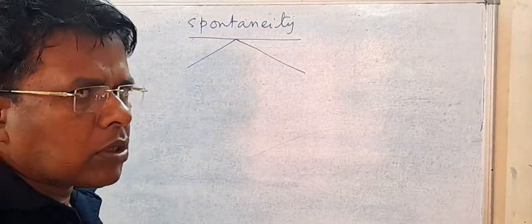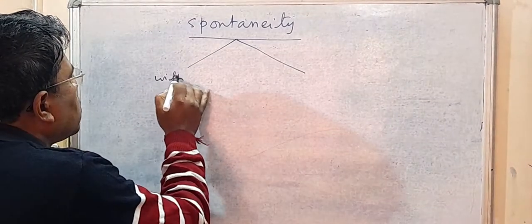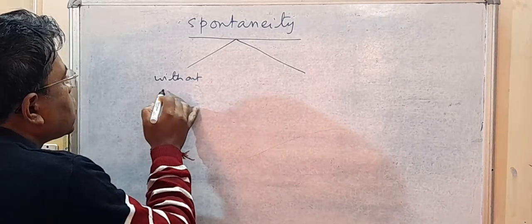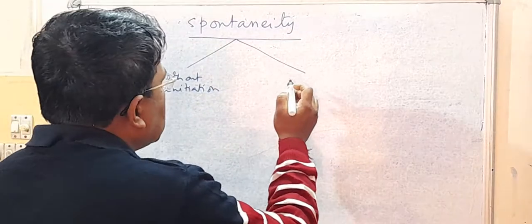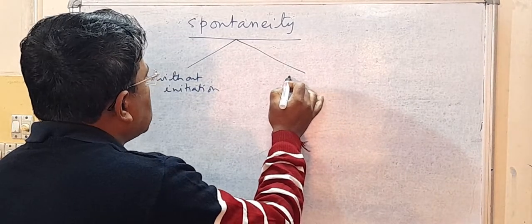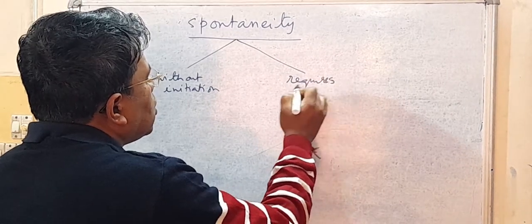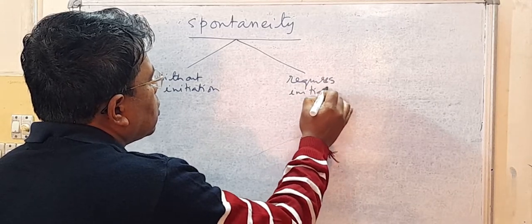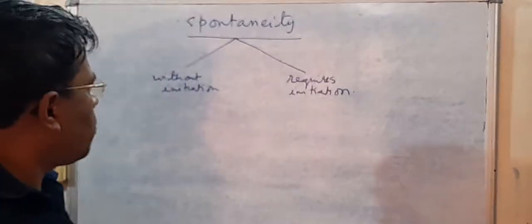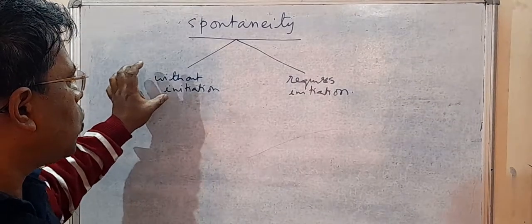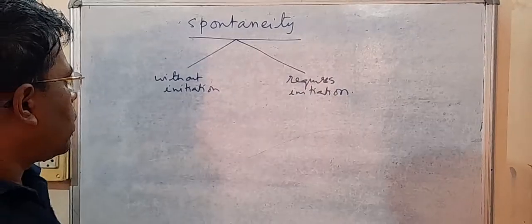Spontaneous processes, or spontaneity, are of two types. There are spontaneous processes without initiation, and there are spontaneous processes which require initiation. So there are spontaneous processes of two types, one which requires no initiation and one which requires initiation. Let me explain this too.